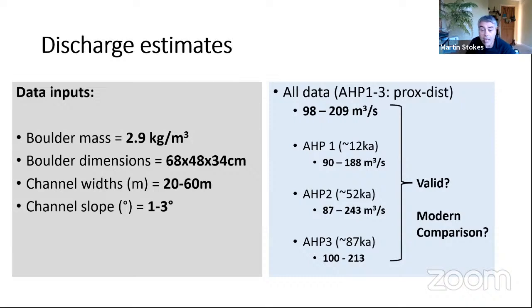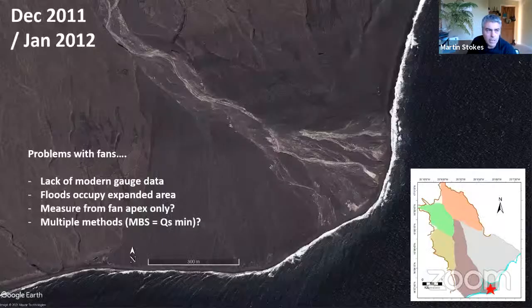So the question now is, and this is very much a work in progress, how valid are these? You usually need some kind of modern comparisons to at least have some calibration and verification of what these discharge estimates actually mean.